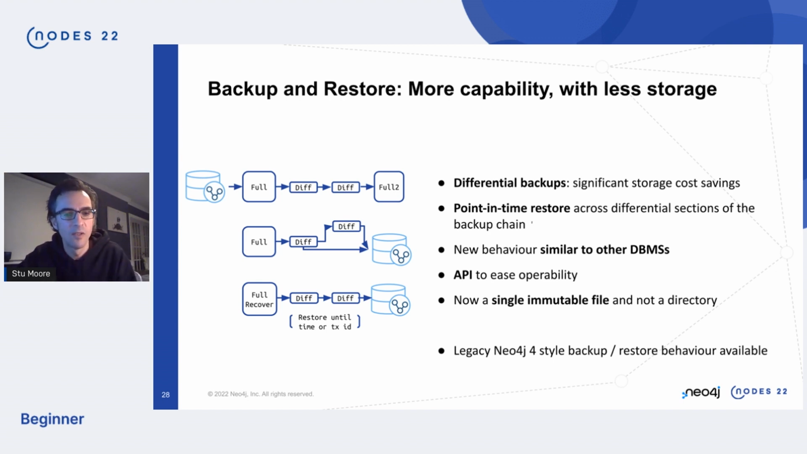There's an API to improve operability, and now the backup is done as an immutable file, so not a directory. So you don't have to worry about additional files getting copied in there accidentally or files going missing. It's a single file. Legacy backup available in Neo4j 4.4 is still available. You'll just have to modify one command to inform it to use legacy mode, but your scripts and behavior will be the same.